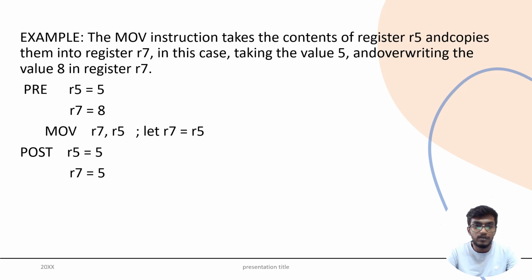This is an example of the move instruction. The move instruction takes the contents of register R5 and copies them into register R7. In this case, it takes the value 5 and overwrites the value 8 in register R7. In pre, R5 is equal to 5, R7 is equal to 8. MOV R7, R5. In post, R5 is equal to 5, R7 is equal to 5. We can conclude that the value of R5 is moved to the register R7.